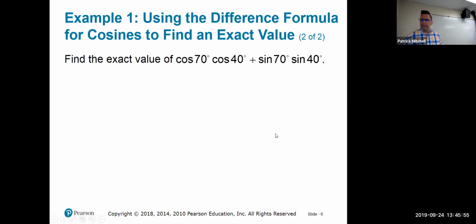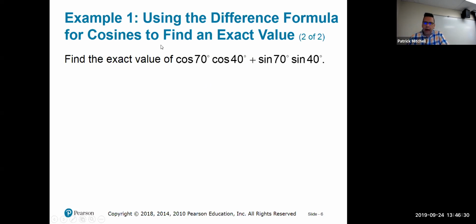Okay, so another example using the difference formula for cosine. They want me to find the exact value, which means the calculator probably won't help, of cosine 70 degrees times cosine 40 degrees plus sine 70 degrees times sine 40 degrees. So if I didn't know about the cosine difference formula, I would have no idea what to do here because 70 degrees and 40 degrees are not special angles. They are not on the unit circle chart that we have, okay?